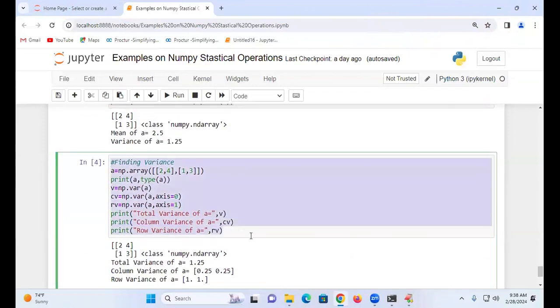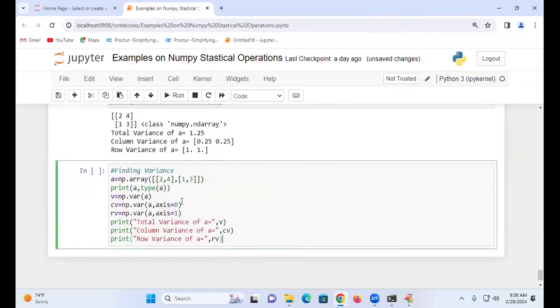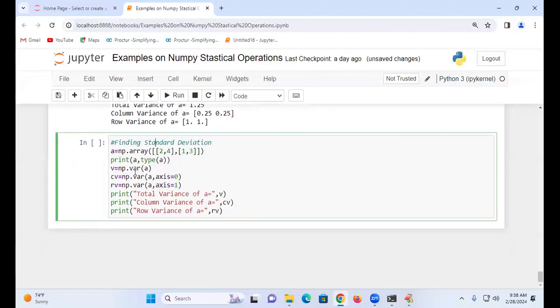So go to the place. I'm going to write it here. Finding what? Standard deviation. Now I'm going to write it. Standard deviation. Now here, variance, you got it. Now I'm writing what now? STD. Now standard deviation of A. Now I'm writing S. So standard deviation, I'm going to write it. Next is called what? Column standard deviation and row standard deviation.